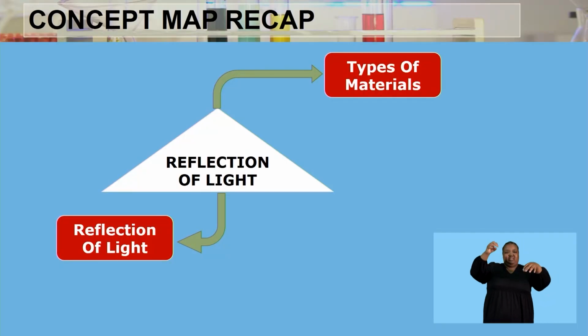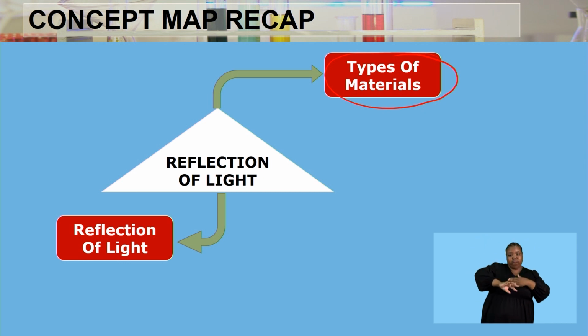So we looked at the main idea being the reflection of light, and firstly we discussed the types of materials. We can have an opaque material, a transparent material, or a translucent material. They are different in the way in which they are able to transmit light or reflect light.